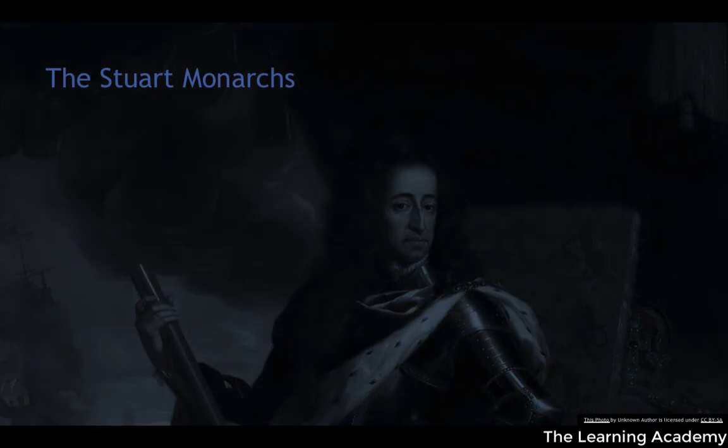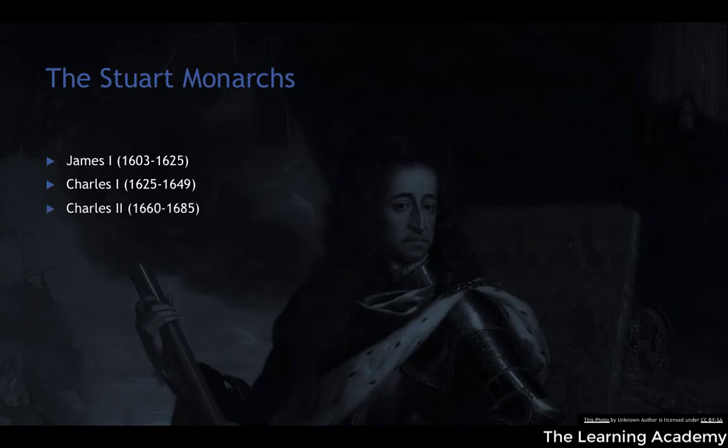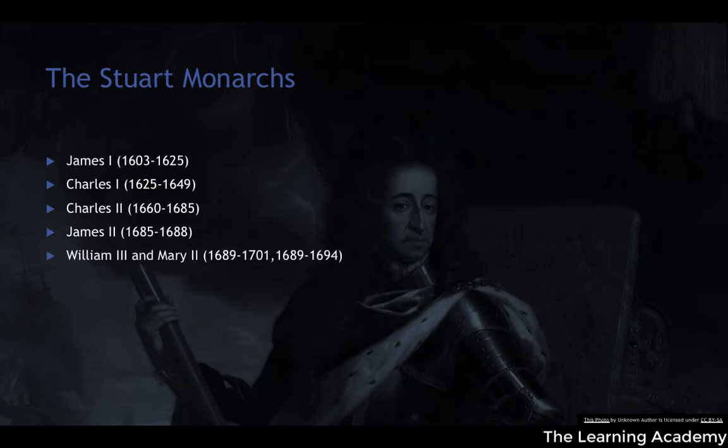When it comes to the Stuart monarchs themselves, we have James I, who we'll look at first, who reigned from 1603 to 1625. This is followed by Charles I from 1625 to 1649. And then Charles II, 1660 to 1685, James II, 1685 to 1688, and then finally we have William and Mary, who both started their reign in 1689. William finished his reign in 1701, Mary in 1694.